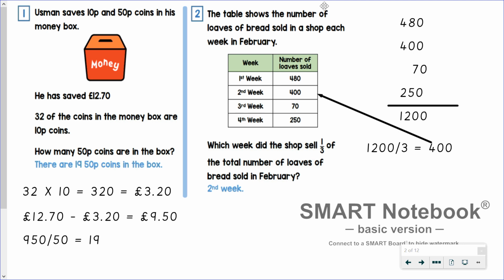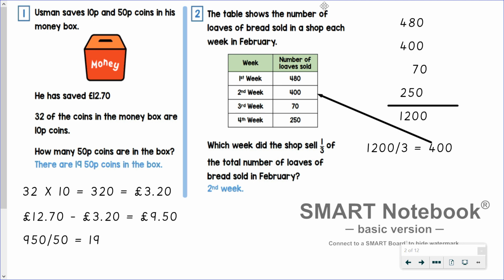The second one, the table shows the number of loaves of bread sold in a shop each week in February. So first week, 480 loaves sold. Second week, 400 loaves sold. Third week, 70 loaves sold. Fourth week, 250 loaves sold. Which week did the shop sell 1/3 of the total number of loaves of bread sold in February?